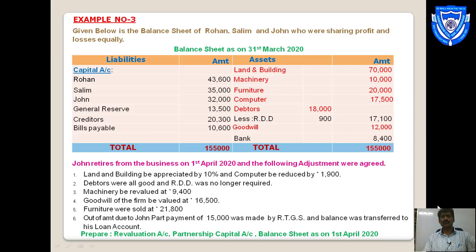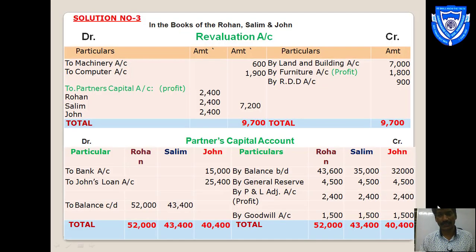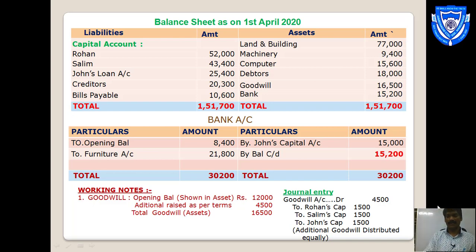After that, debtors rupees 18,000, less RDD rupees 900, and in the outer column 17,100. But there is one adjustment for debtors. We gave one effect in the revaluation account. It is said that debtors were all good and RDD was no longer required. That means we can show the full amount of debtors on the asset side. There is no need of showing RDD. You can say here debtors, full amount rupees 18,000.